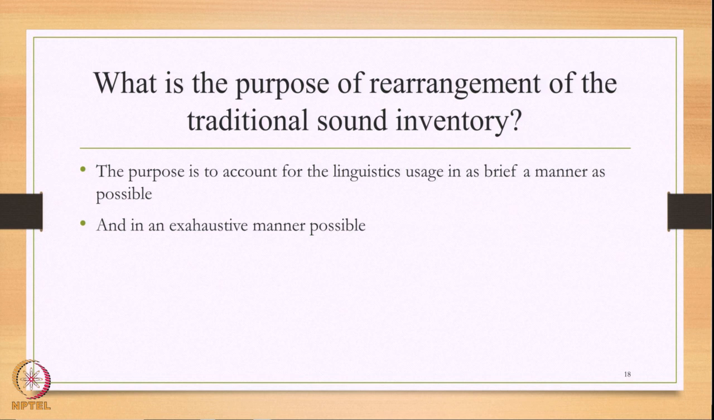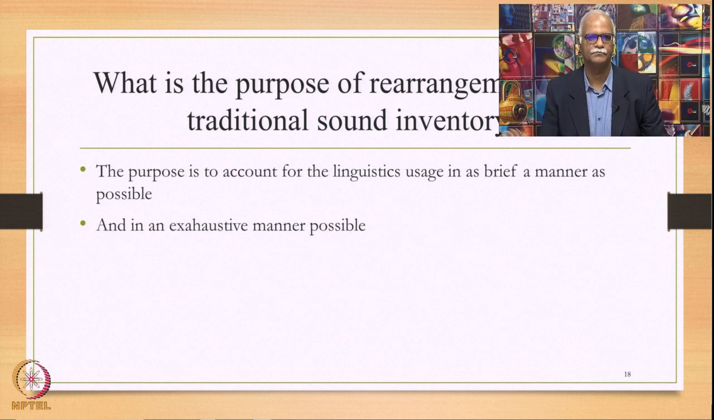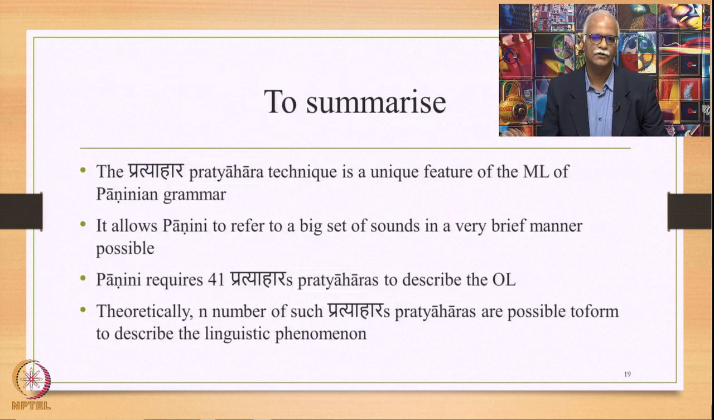Then if we go to the next point, what is the purpose of the rearrangement of the traditional sound inventory? The answer is that the purpose is to account for the linguistic usage in as brief a manner as possible, and in as exhaustive a manner as possible. That is the only purpose of this rearrangement. To summarize what we have studied in this lecture, the Pratyahara technique is a unique feature of the metalanguage of Pāṇinian grammar. It allows Pāṇini to refer to a big set of sounds in a very brief manner. Pāṇini requires 41 Pratyaharas to describe the object language. Theoretically, n number of such Pratyaharas are possible to form to describe linguistic phenomena, where necessary.